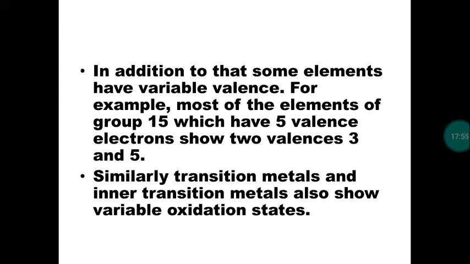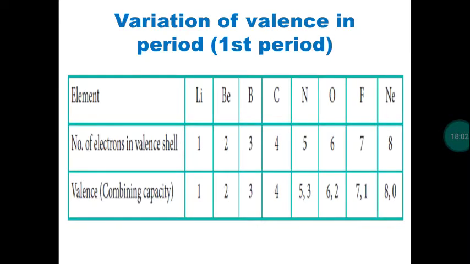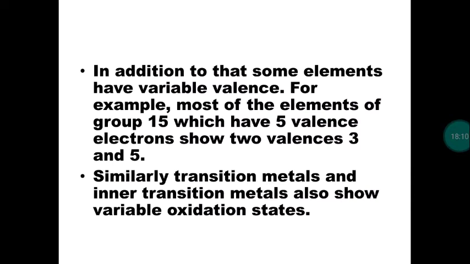Okay, example, nitrogen family. So in the nitrogen family, what is the valency? The outermost shell contains 5 electrons, so valency will be 3 as well as 5. So variable valency will be possible for some elements. Next, transition and inner transition elements, that means d block and f block elements, will exhibit variable valency.